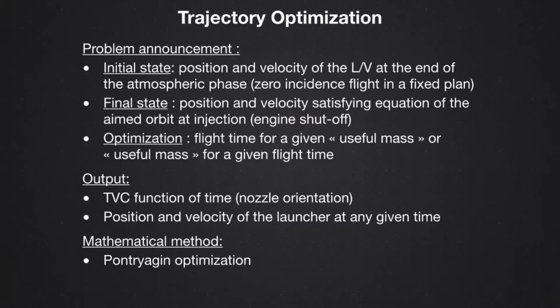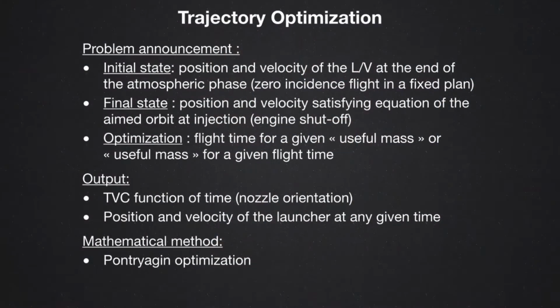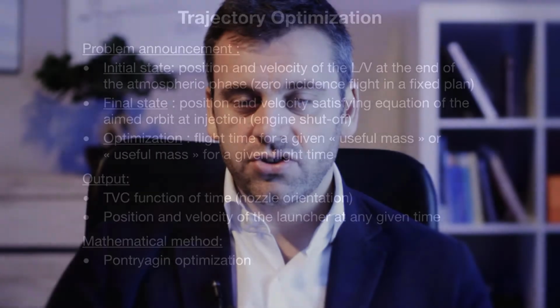So the output is the thrust vector control, TVC, as a function of time, so the nozzle orientation, in order to allow the launcher to follow the trajectory that will bring you to this orbit. And obviously the position and velocity of the launcher at each time, which means the trajectory of the launcher. So this is what comes out from the optimization process. For Ariane 5, the mathematical method behind the optimization is what we call the Pontryagin optimization. And as we'll see later, it's really a state problem.